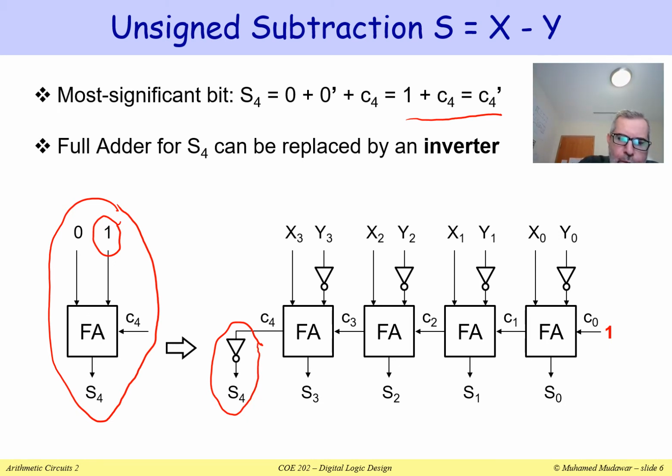There is no need for a C5, an extra output carry, because we know that the exact sum can be represented with 5 bits. So you can see that the most significant full adder can be replaced simply with an inverter. And this is the circuit that calculates the unsigned subtraction s is equal to x minus y, where x and y are unsigned.